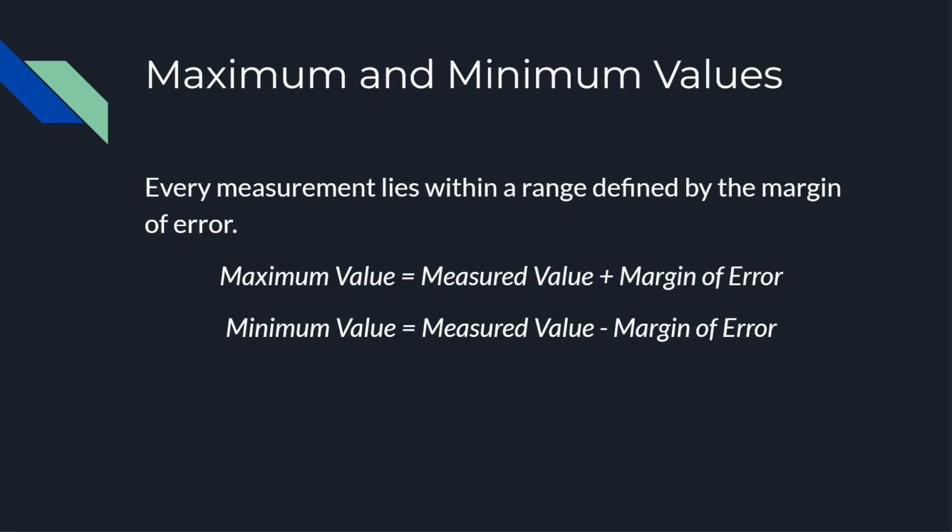Now we can use this margin of error to establish a range within which the true value lies. It is found simply by taking the measured value and adding the margin of error, and taking the measured value and minusing the margin of error. This will give you the maximum value of the range and the minimum value of the range.